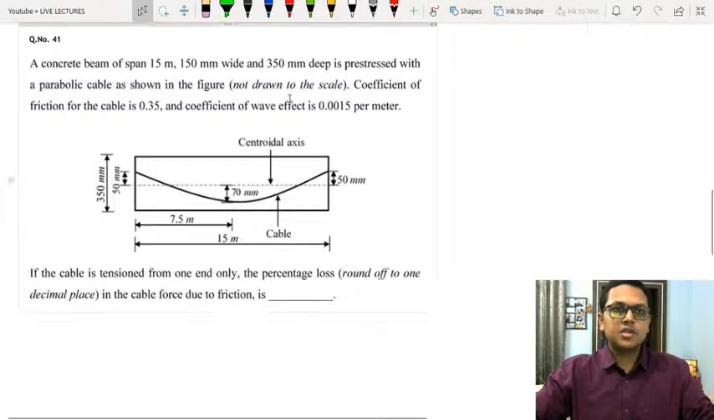So first read the question carefully and try to understand what the question says.